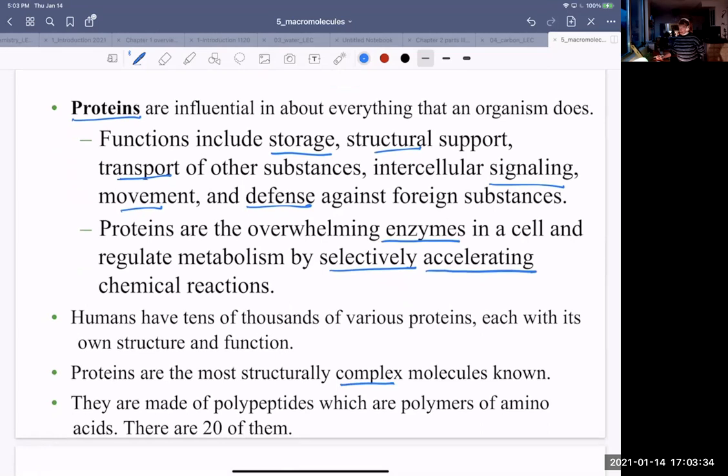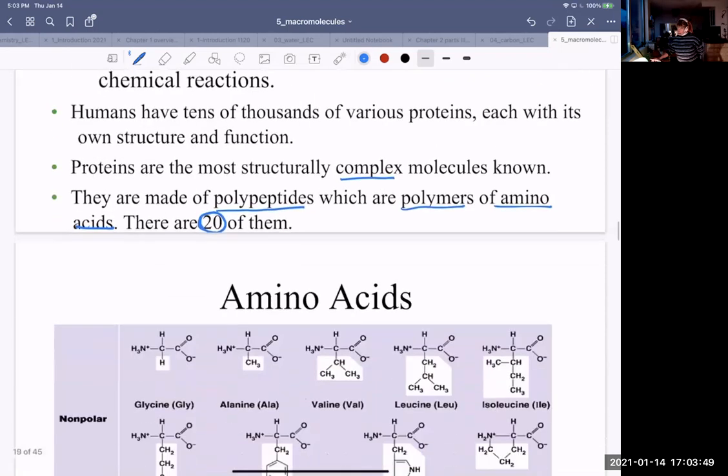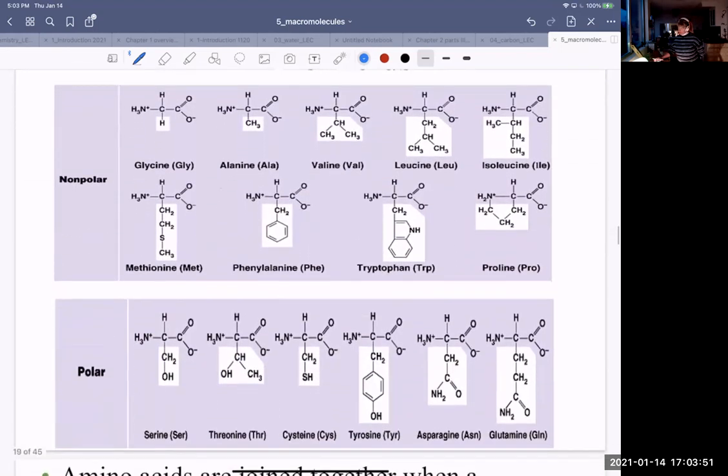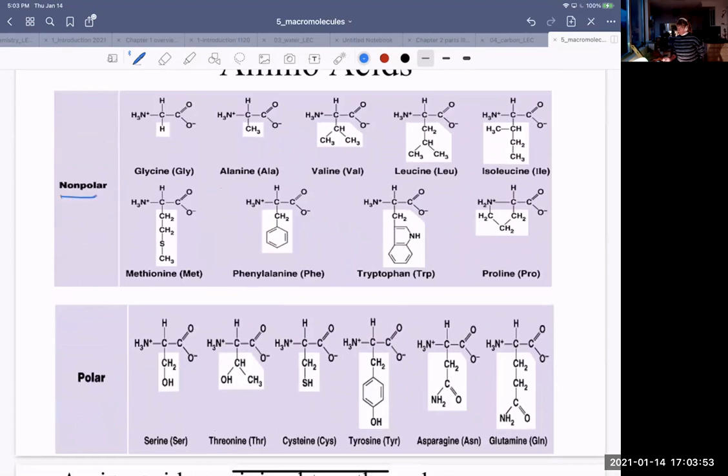They're made of polypeptides, and polypeptides are polymers of amino acids, and there are 20 amino acids. And this is what they look like. Here's a bunch. Here's some that are nonpolar, and here's some that are polar.